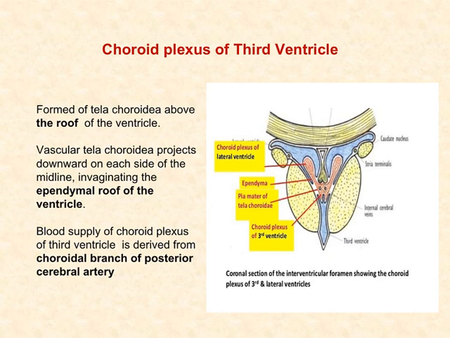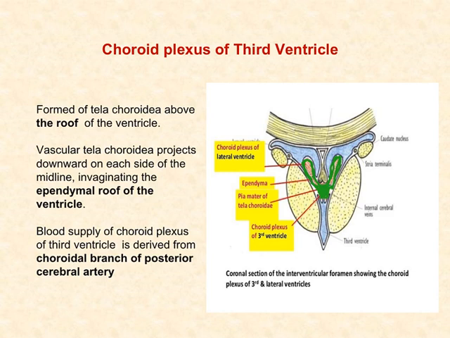lies in the choroid fissure, which is in this place here, between the anterior column of the fornix, between the fornix and the thalamus. So this is the choroid plexus of the lateral ventricle. These are the two choroid plexuses in the two lateral ventricles. Remember that the choroid plexus of the lateral ventricle is in the choroid fissure, which lies at the medial wall of the lateral ventricle.